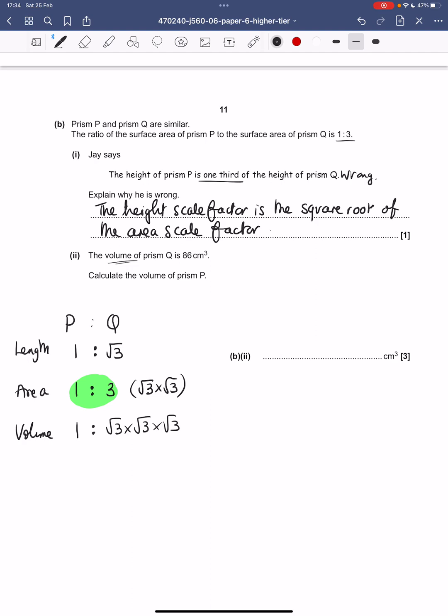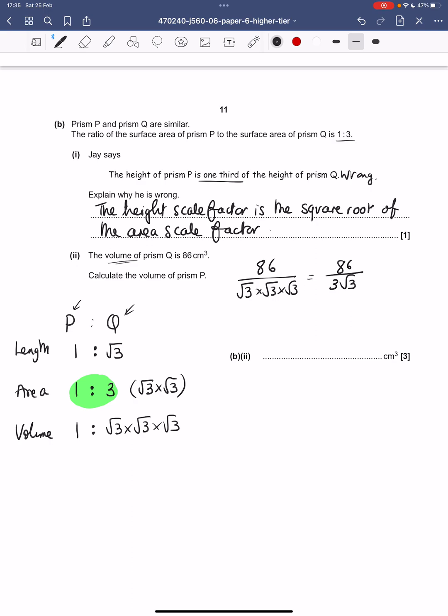Right, so the volume of Q, this one here, is 86. Calculate the volume of P. Okay, so what we've got to do for that one, we've got to do 86. See, P is smaller. We've got to divide it by the square root of 3 times the square root of 3 times the square root of 3, which is actually 86 divided by 3 root 3.